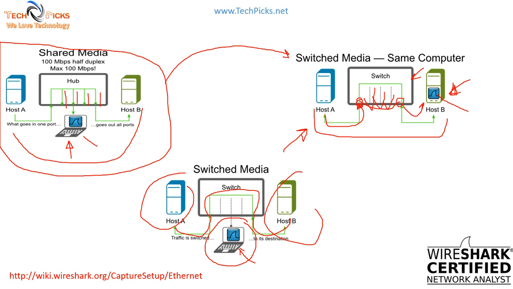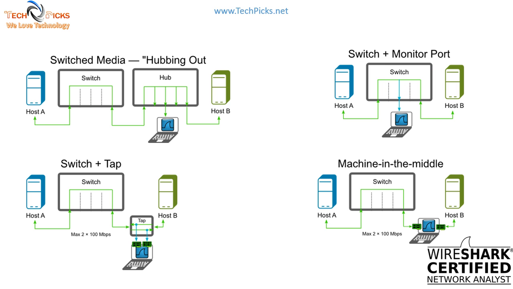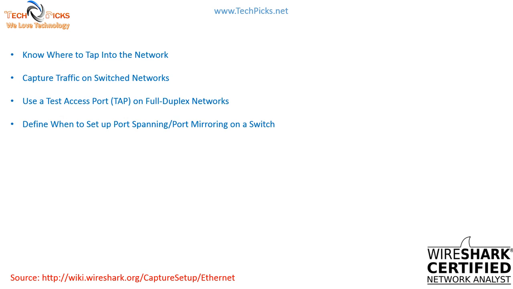So in switched media, there are different ways to be able to see the switch traffic. If we look here, we are going to talk about capturing traffic on switch networks, using test access port taps, and defining when to set up port spanning. Those are all going to be discussed now.